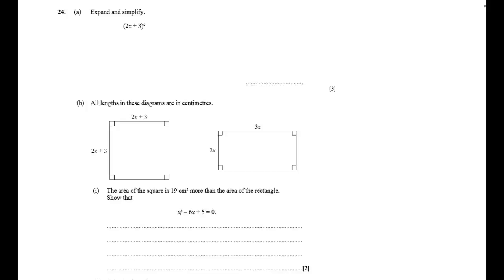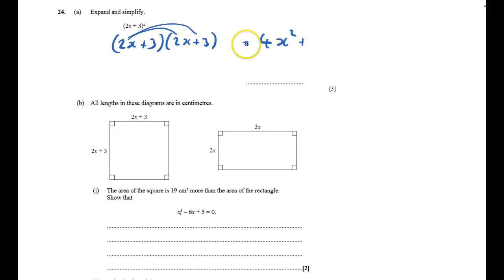I've got to expand and simplify this to start off with. Well, I'm definitely going to write it down twice because it means times by itself. And if I don't do this, I end up missing out some terms. 2x times 2x is 4x squared.